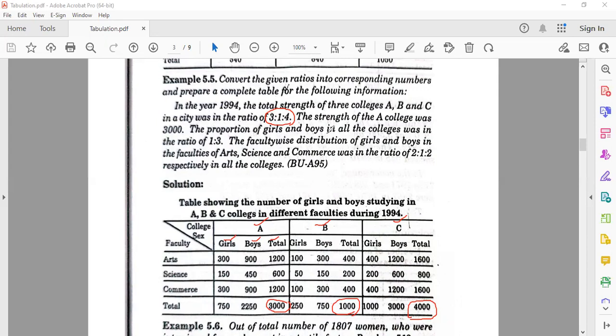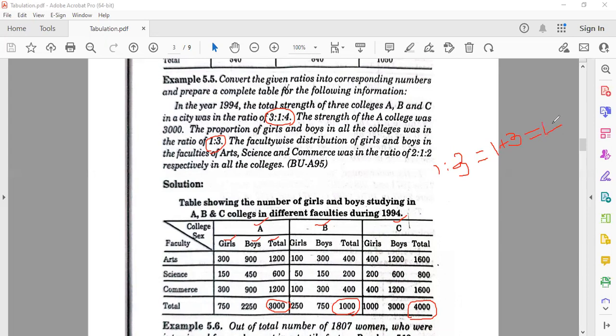Now, the proportion of boys and girls in all the colleges was in the ratio of 1 is to 3. So this is the ratio. That is, girl ratio is 1, boys ratio is 3. Now, how do you solve this particular problem? When you have a ratio of 1 is to 3, we have to take the addition of these two ratios. That is 1 plus 3. So it will be equal to 4.